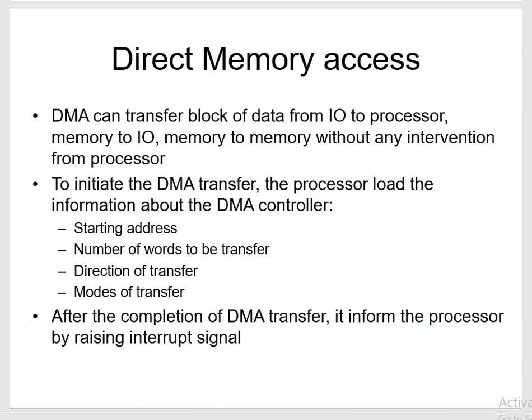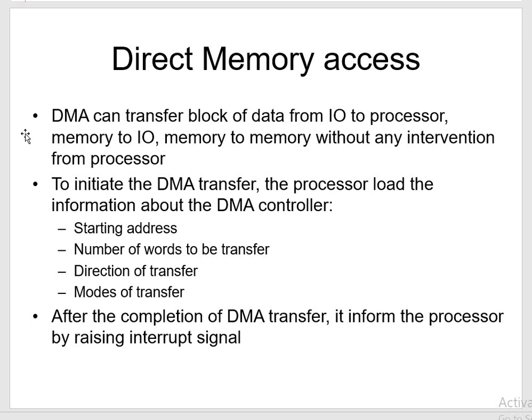Now in this particular slide, we will try to understand how the DMA or direct memory access will establish the link and how the data will be transferred. As we know, DMA can transfer a block of data from I/O to processor, processor to I/O, I/O to memory, memory to I/O, without any intervention of the processor.